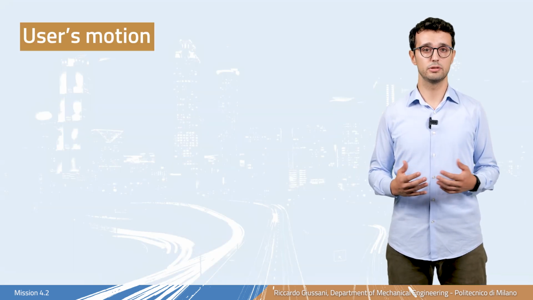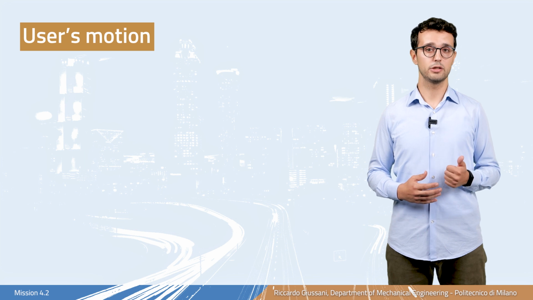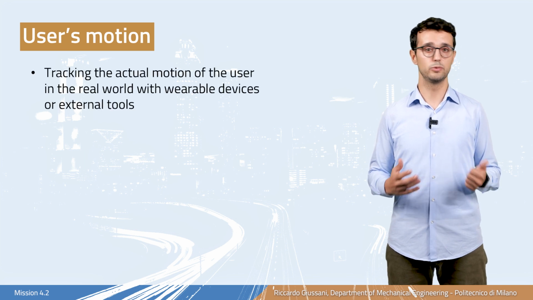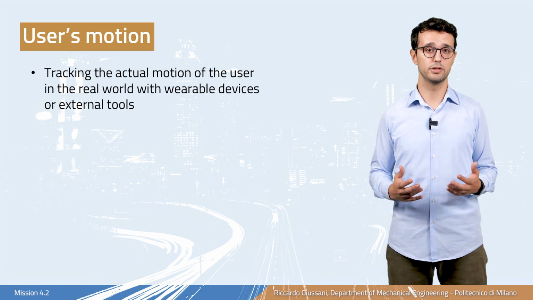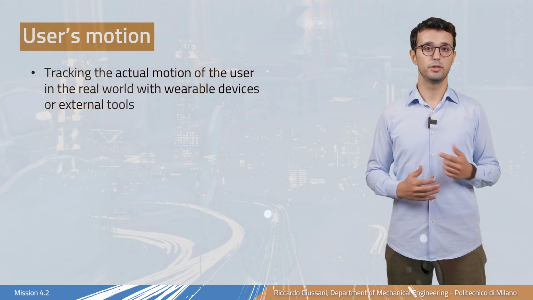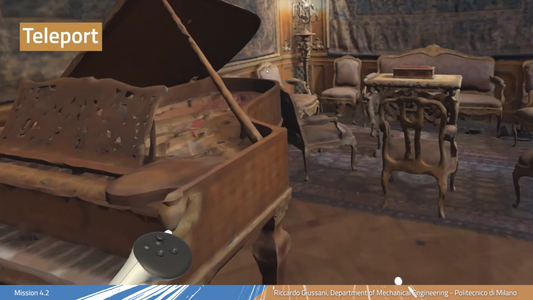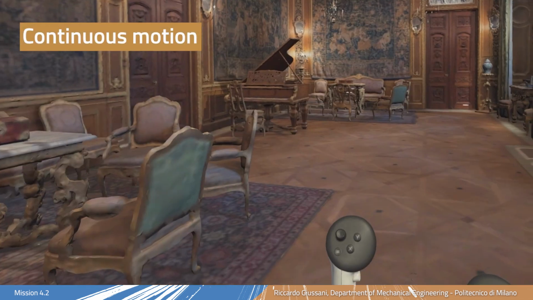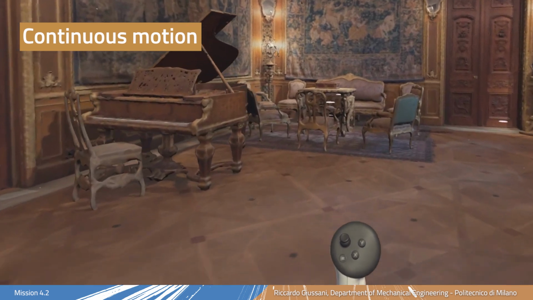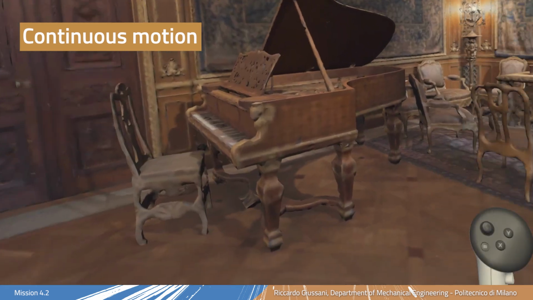Regarding the user and its motion, we have three options. Tracking the actual motion of the user in the real world with wearable devices or external tools. This is particularly useful in highly immersive but small environments. Using the so-called teleport functionality, which lets users point to a certain location to be displaced there, or using continuous motion with joysticks or other physical devices. Just be aware that this last solution is likely to cause motion sickness, that is a feeling of dizziness caused by the virtual movement not being aligned with the physical motion.